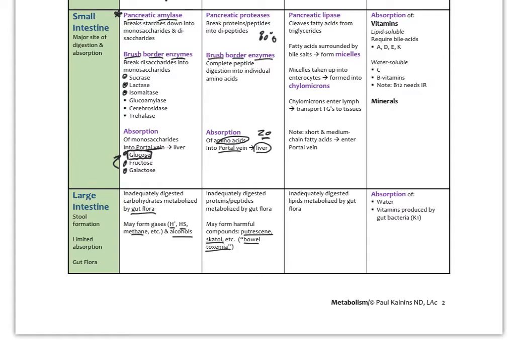So that's where it's important that we have adequate peptide digestion as well as adequate clearance of the large intestine. If there's lots of constipation, all this stuff will tend to ferment and be present there longer.